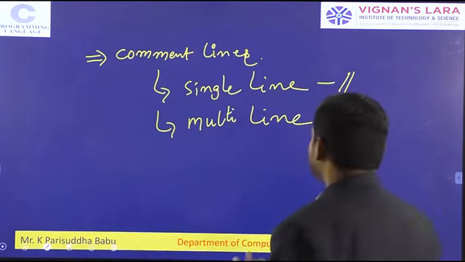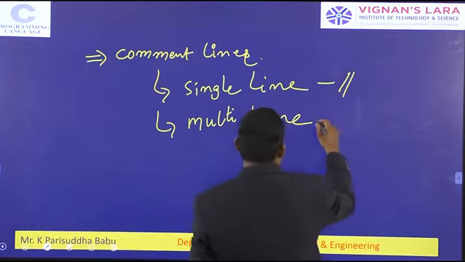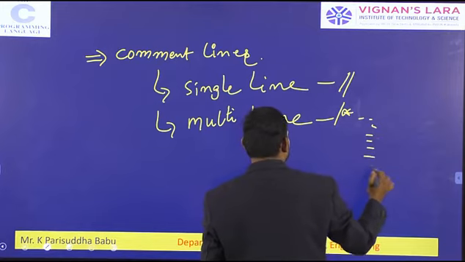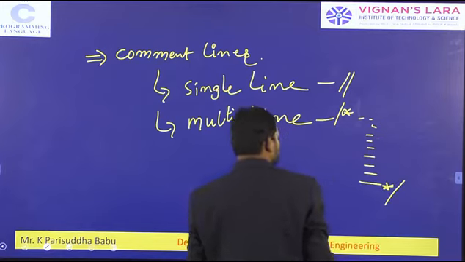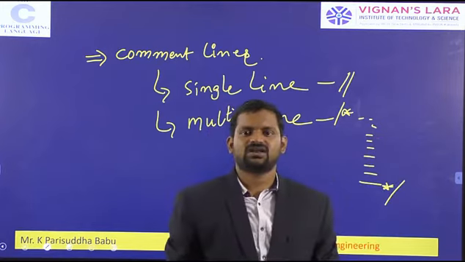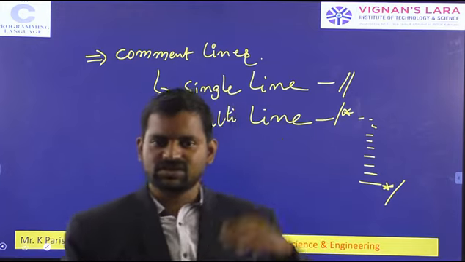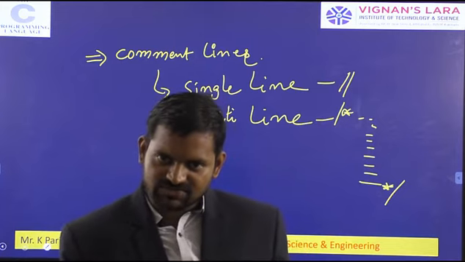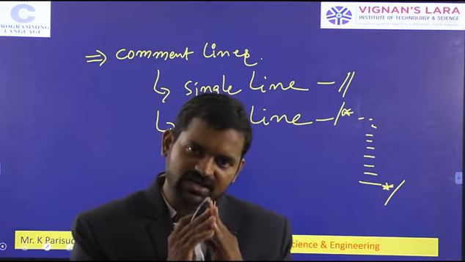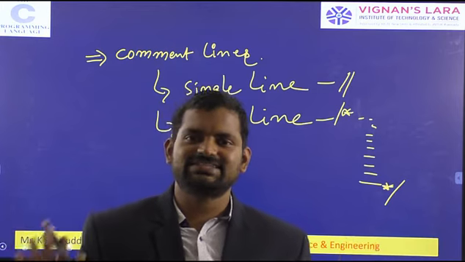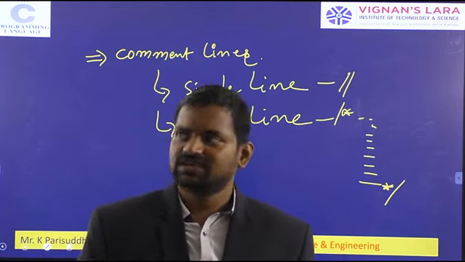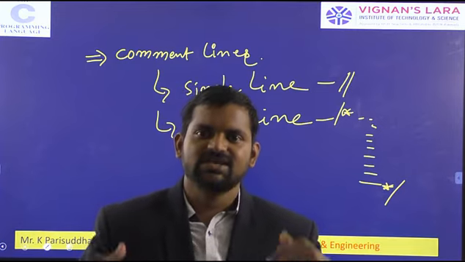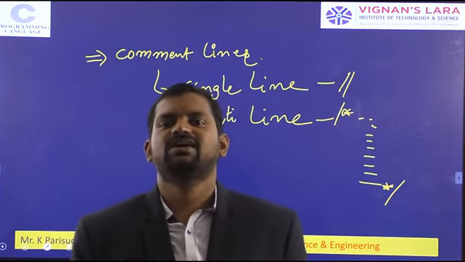After that, there are multi-line comment lines. You use forward slash star to begin a multi-line comment, and to end it, write star forward slash. In between those two, forward slash star and star forward slash, all lines are ignored by the compiler. That is just for the sake of the user, who has to write the programs.